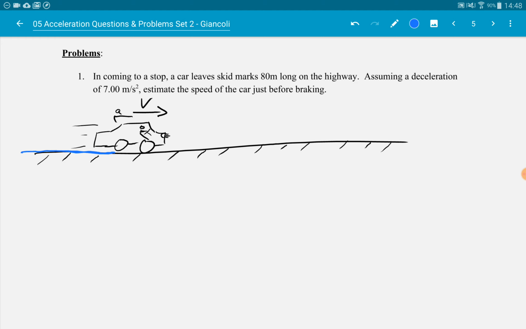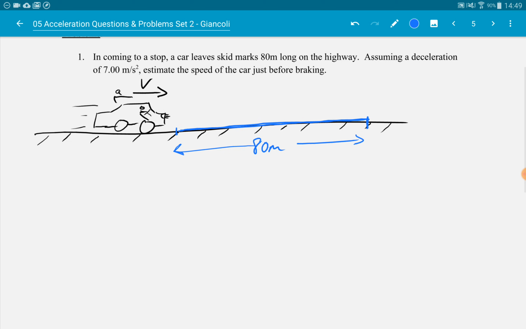Just before braking. Well, I guess I don't want to put that over there because now it's not moving anymore. So I guess we'll kind of do a time lapse, like a movie time lapse thing. This is just before he braked, and then here's his skid marks that are 80 meters long after he's going to brake. This is what's happening in the future, I guess.